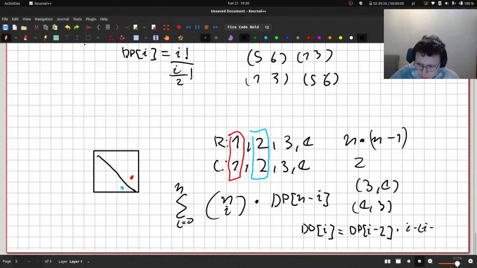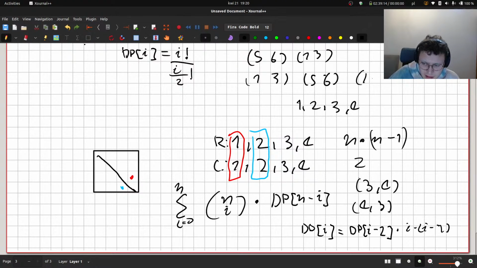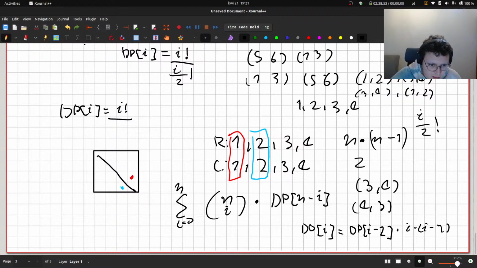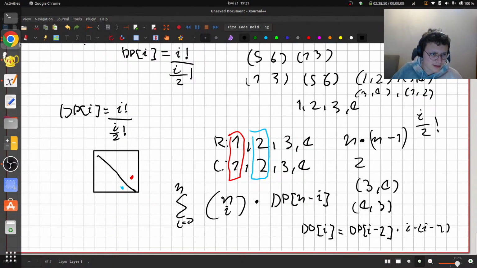But we have also calculated each ordering twice. If we have an array of length 4, then one possible division would be 1, 2, 3, 4, but we would also count 3, 4, 1, 2. So we need to divide by the factorial of the number of pairs, and the number of pairs is I divided by 2. So basically dp from I is equal to I factorial divided by I divided by 2 factorial. So yeah, that's it.